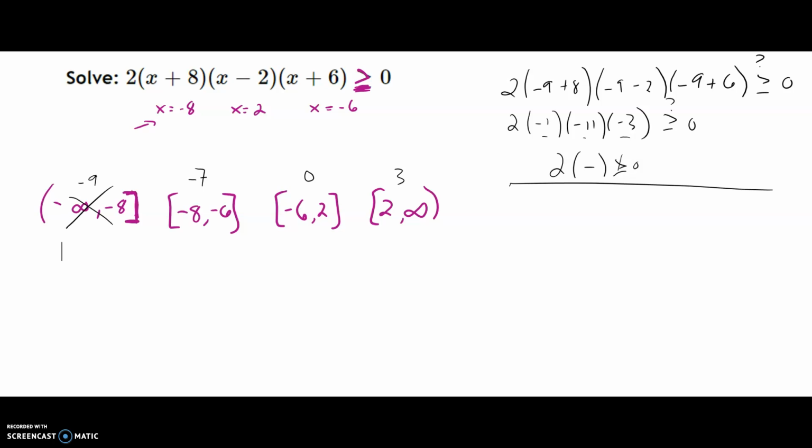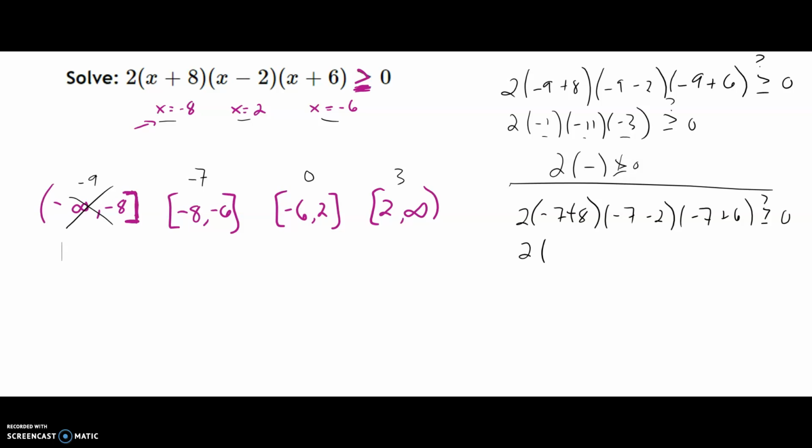And then I just repeat that process 3 more times, right? We had 3 zeros, which means I have 4 intervals to check. All right, let's try the -7. -7 plus 8. -7 minus 2. -7 plus 6. Is that greater than or equal to 0?